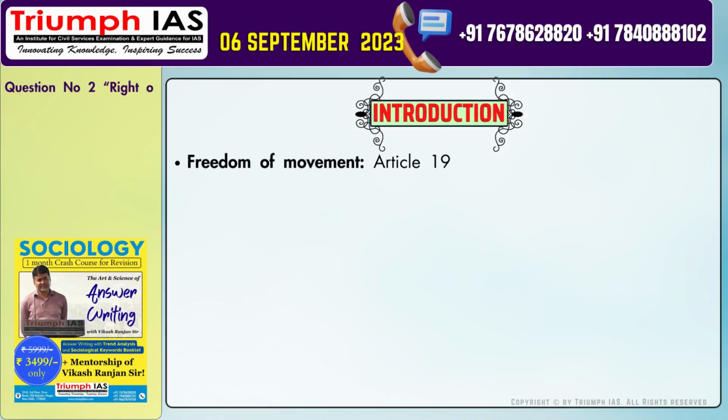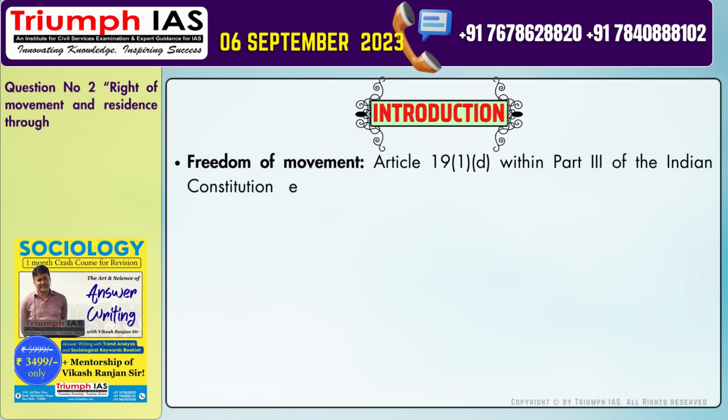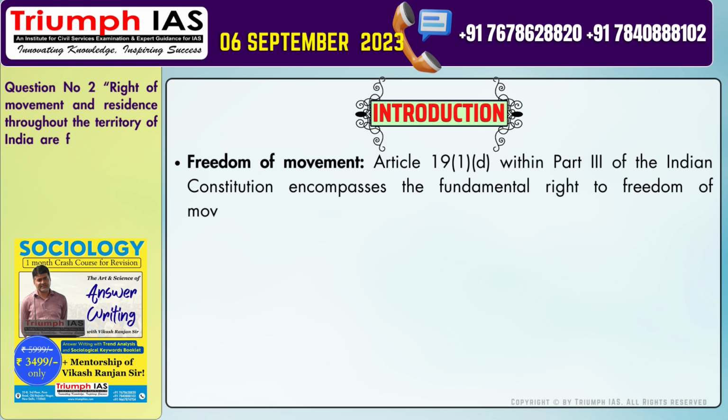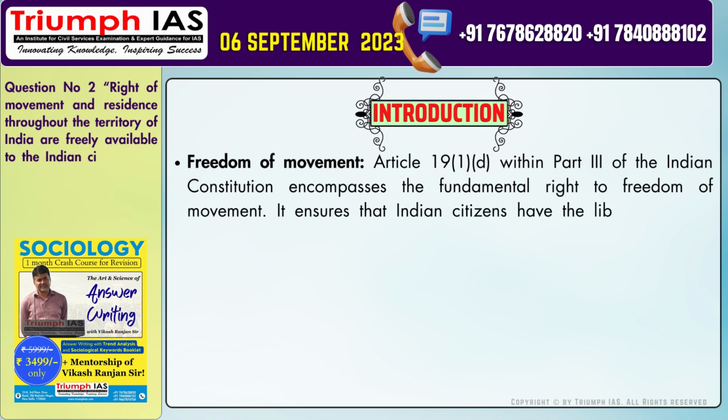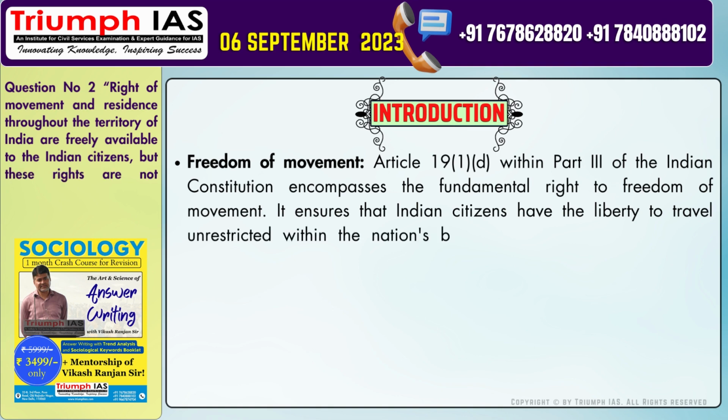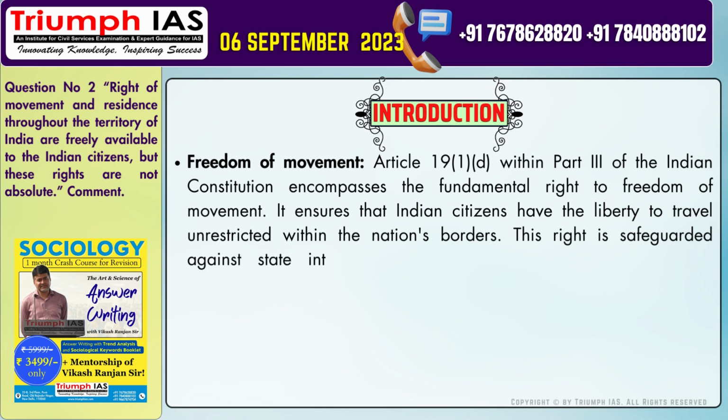Number 1. Freedom of movement. Article 19(1)(d), within Part 3 of the Indian Constitution, encompasses the fundamental right to freedom of movement. It ensures that Indian citizens have the liberty to travel unrestricted within the nation's borders. This right is safeguarded against state intervention but not against actions by private individuals.